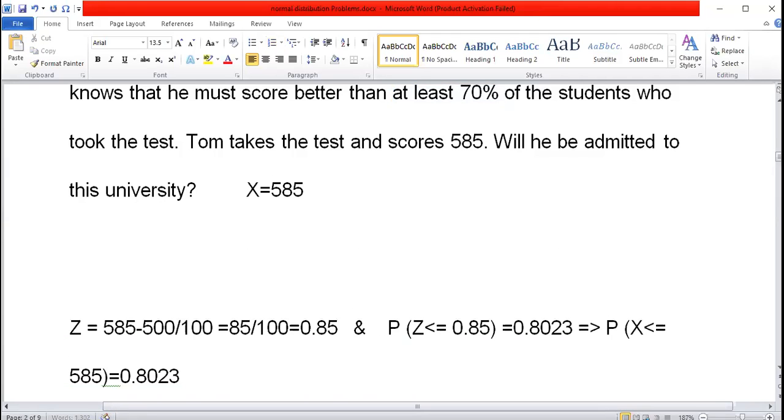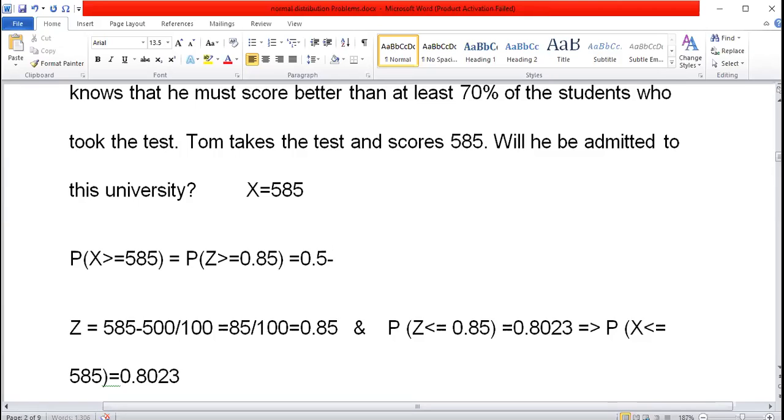Let's say you want to do it the other way. Obviously, that's also possible. If you say X greater than or equal to 585, obviously it's equal to. See, that equal to is killing me. You could do that also. That means it would be the probability that Z is greater than or equal to 0.85. What would be that probability?